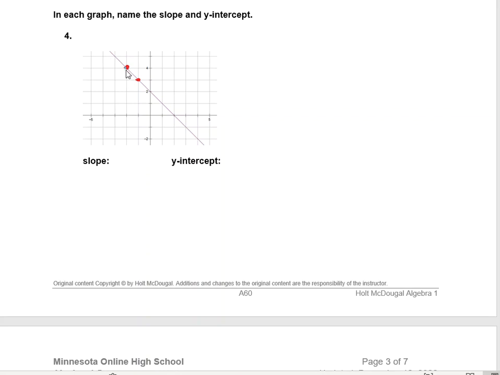To make a slope triangle, I would go straight down and then straight over, and I can see that my rise is 1 and my run is 1. So the slope is going to be 1 over 1, except it's going downhill. So I should have written -1 over 1, or you can just write -1 because that simplifies to -1. And the y-intercept is 2, so you would type that in as well.